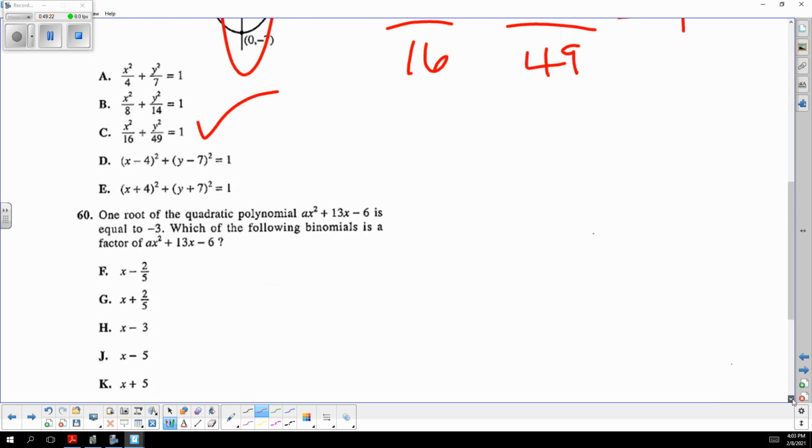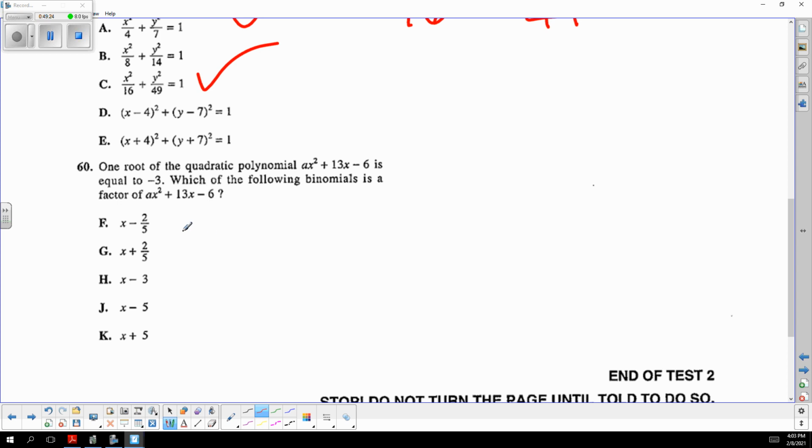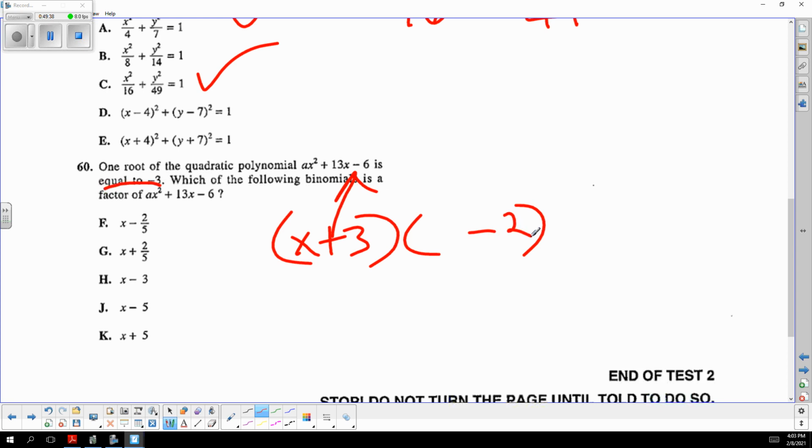And this one, think about factoring. If one answer is -3, isn't x plus 3 one of the factors? Well, how many times does 3 go into 6? So you need a -2 here. These ain't going to make 6. And this one would be plus and plus. So real simple. The answer has to be F.